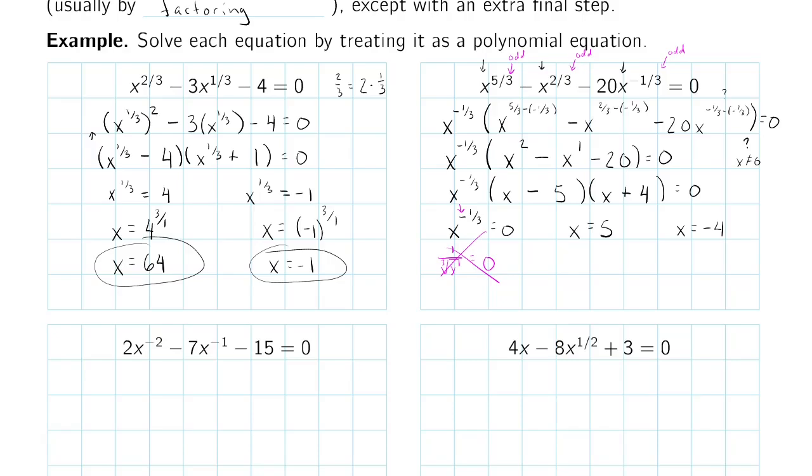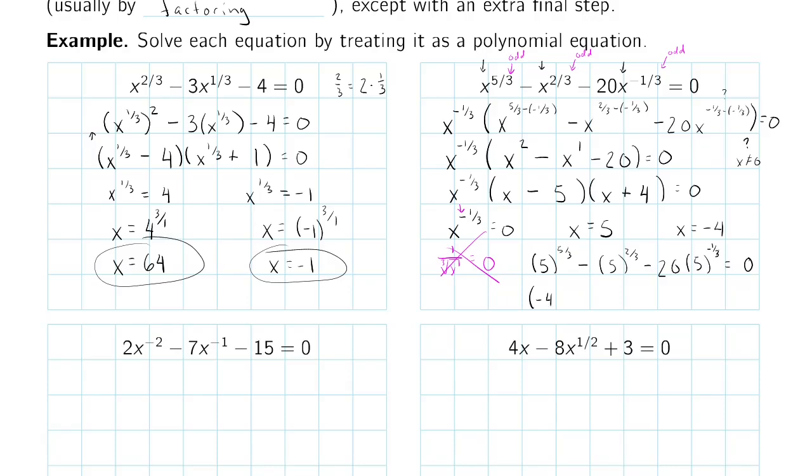Now, because it seems weird that we've got these nice integer solutions when each of these expressions is going to work out to a really nasty decimal, I might actually sit down with my calculator and say, if I take 5 to the 5/3 minus 5 to the 2/3 minus 20 times 5 to the negative 1/3, do I really get 0? And I find that I do.